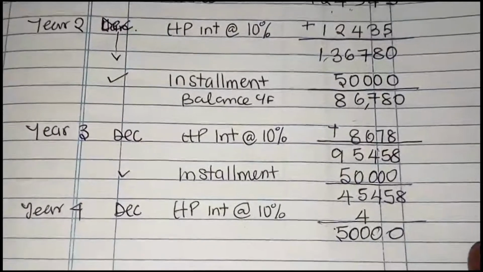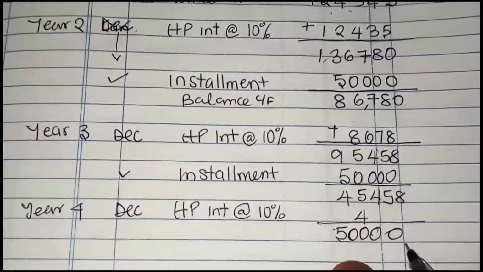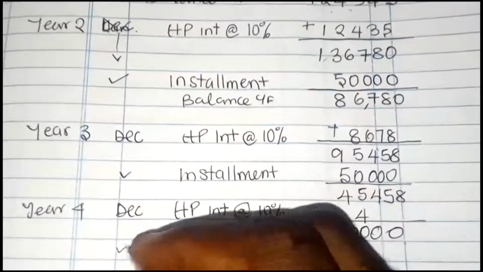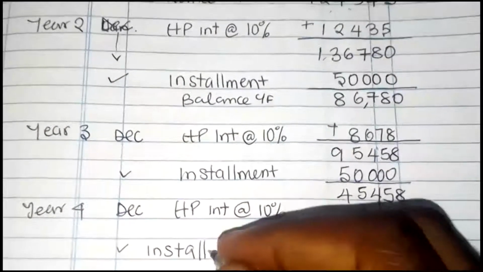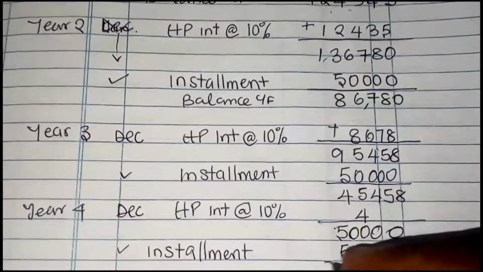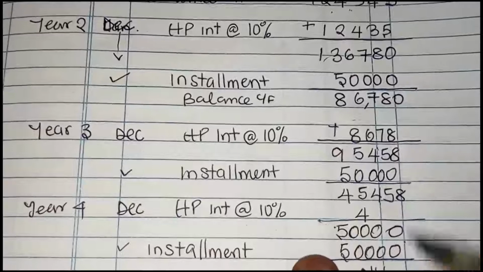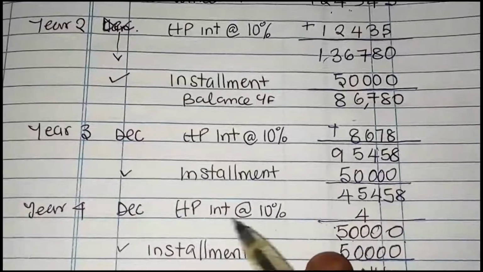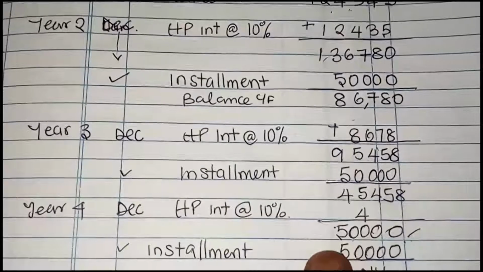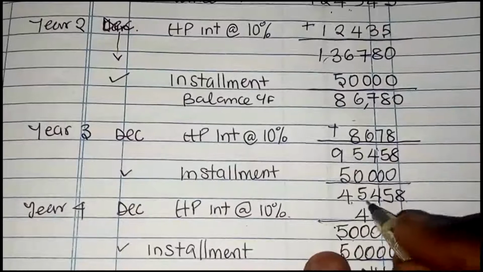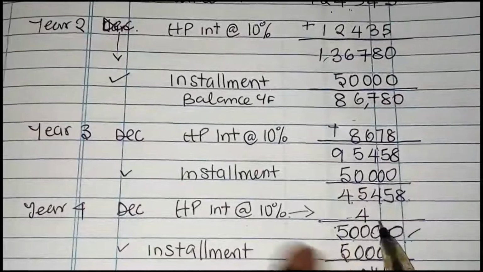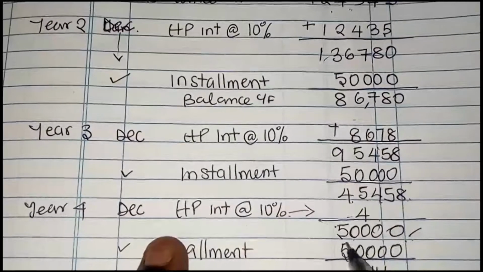So look at that. I'm going to do the last year. You cannot pay more than 50,000 because the installment, look at this installment. That December, the installments must be 50,000, which is nil. All right, now what will be the hire purchase interest for the last year? Now what will you do? You will say 50,000 minus 45,458 to get your last interest. All right, because you cannot pay more than 50,000.